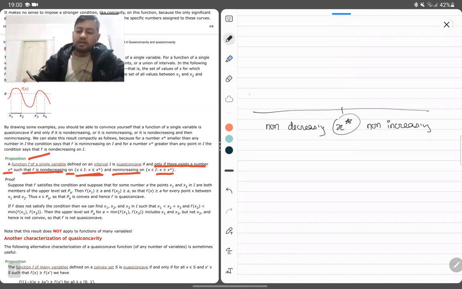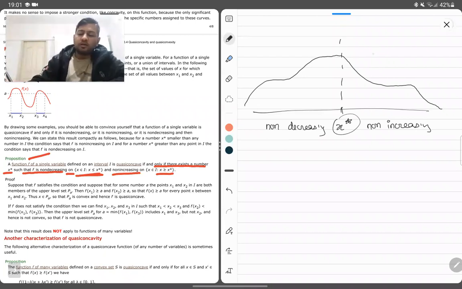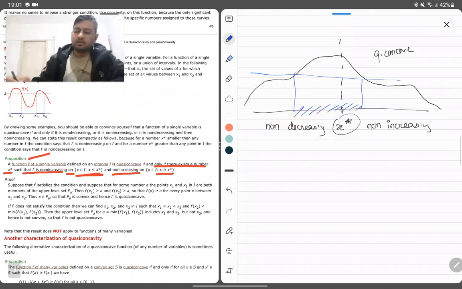ठीक है, non-decreasing मतलब it should either increase or remain constant. So इस type का होना चाहिए till x star, and after that it can look like this. Okay, so something like this will be quasi-concave. Why? You can construct any upper level sets. कोई भी upper level sets बना लो. Always convex.